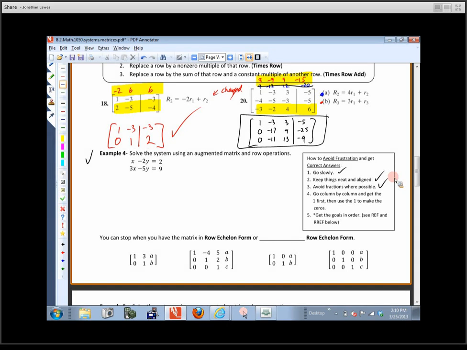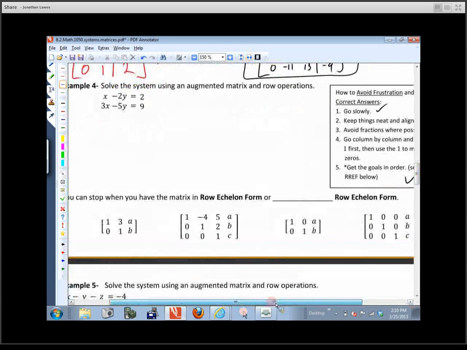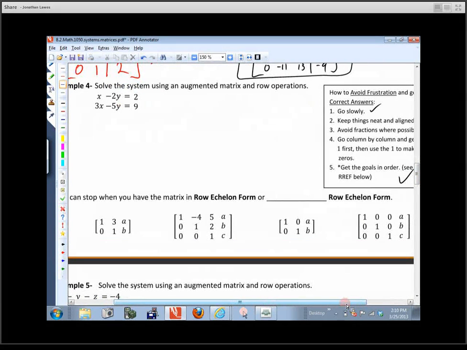And then I'm going to have to explain these next 2 steps. Go column by column, getting a 1 first and then using the ones to make a 0. I'll explain what I mean by that in this step right here. Get the goals in order. So I want you to take a look at the bottom of this page, and we're actually going to look at this backwards. Look at this one right here. If this was the X column, this was the Y column, this was the Z column, and that's the answer column, we don't know the answers.